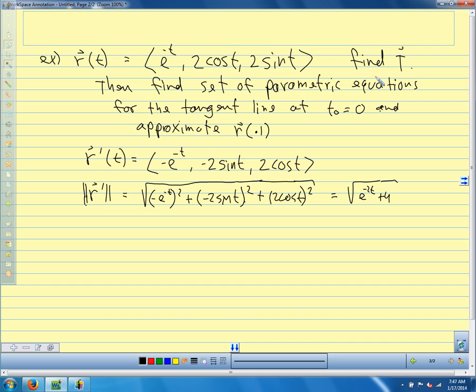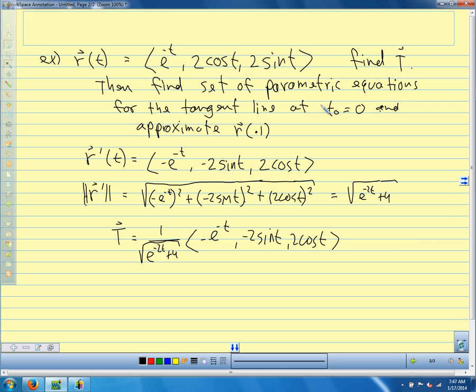So our unit tangent vector, T, is going to be 1 over the square root of e to the minus 2t plus 4 times r prime: minus e to the minus t, minus 2 sine t, 2 cosine t. So there should be a square root here. Yes, thank you. So there's our unit tangent vector.